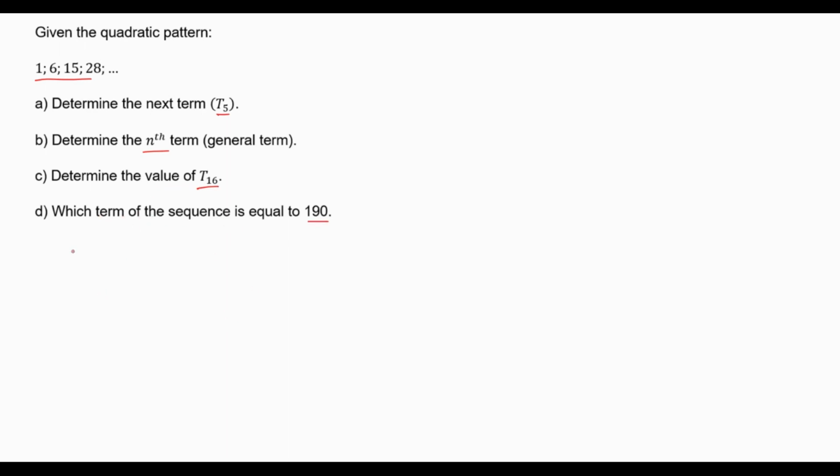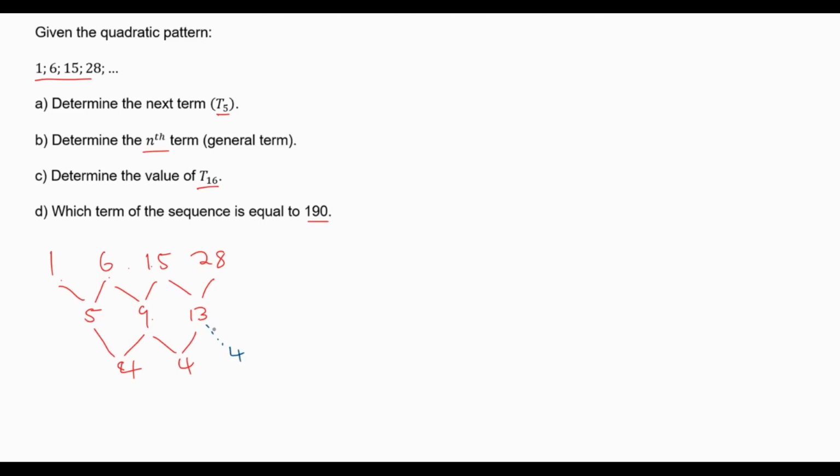Right, let's do this. So we start by just drawing this diagram. It's not a must, but it somehow assists us. Say 6 minus 1, that is 5, then 15 minus 6, that is 9, then 28 minus 15, that is 13. Then our second difference, 9 minus 5, that is 4, then 13 minus 9, that is 4. You see that? Now we can extend our sequence, our constant difference, which is 4.